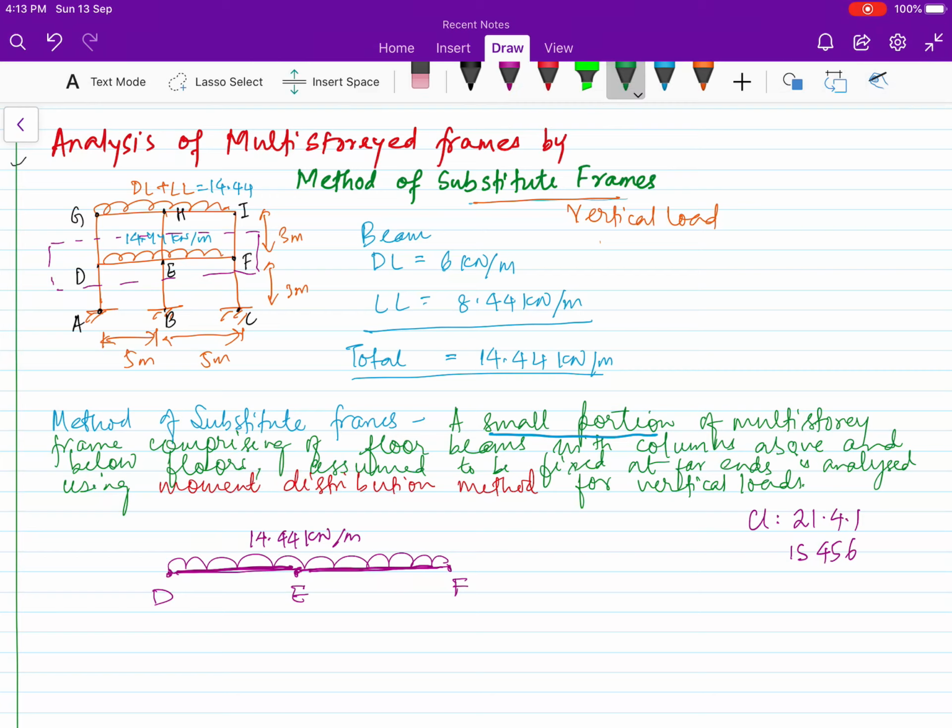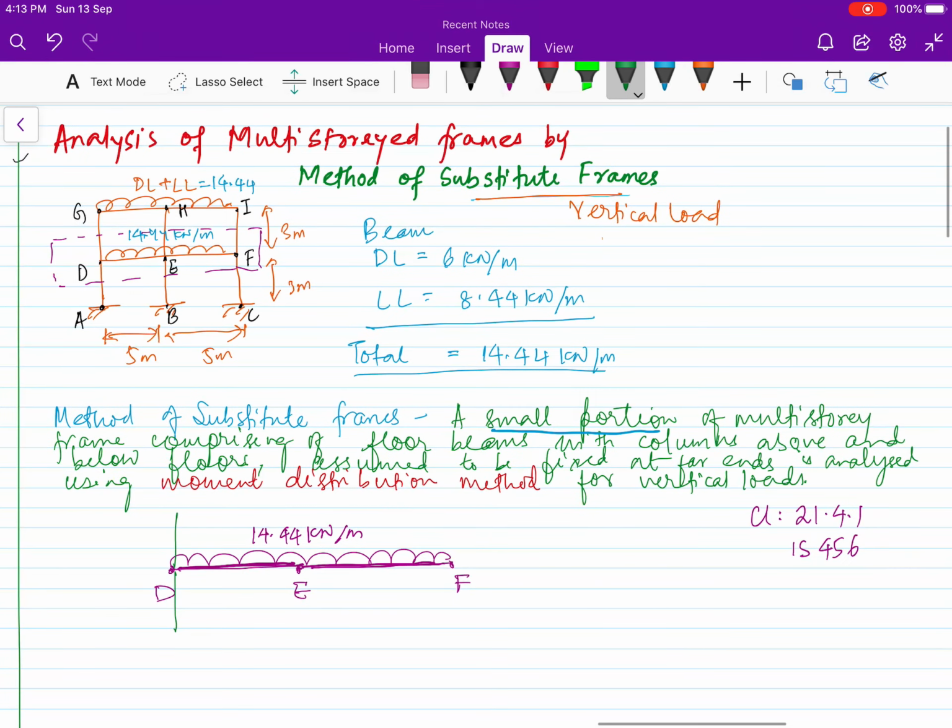It says we have to take a small portion comprising of floor beams with columns above. So there is a column above G here and below, and you have to consider these as fixed ends. The ends we are assuming as fixed. We are going to analyze this using the moment distribution method. These are A, B, C, and the far ends are G, H, I.